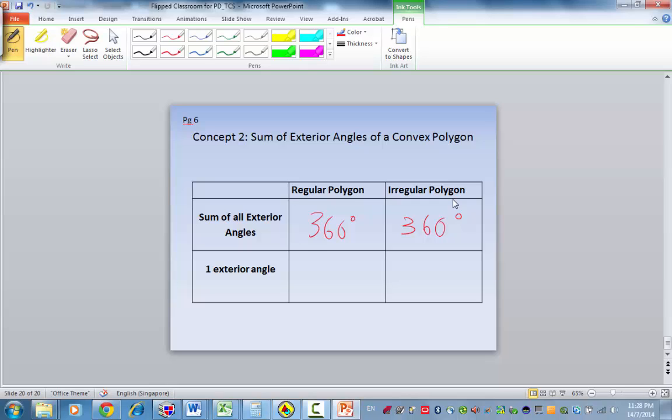How about the individual exterior angle of a regular polygon? It will be simply the sum of all the exterior angles divided by the number of sides. Can we find the individual exterior angle of an irregular polygon? The answer is no, because the irregular polygon does not have lengths of equal sides. Hence, we cannot find the individual exterior angle.